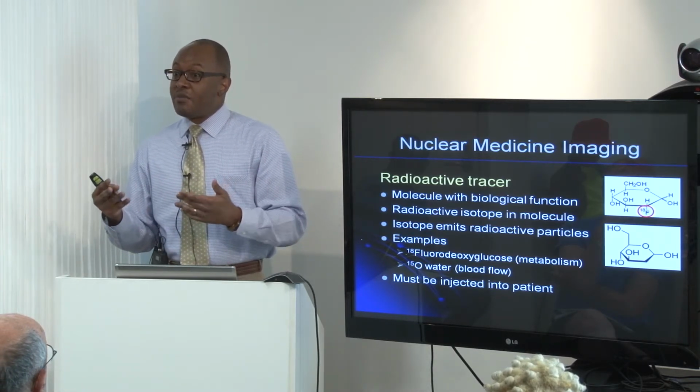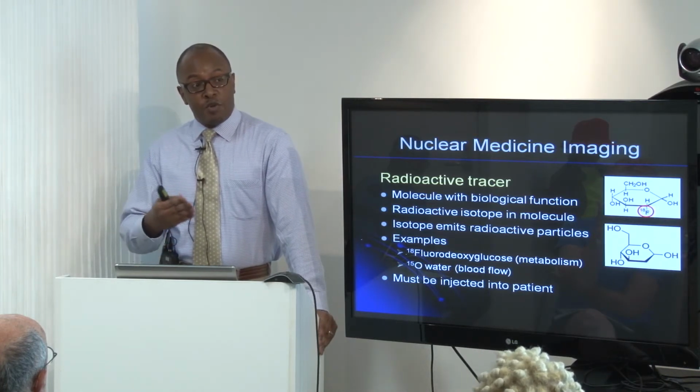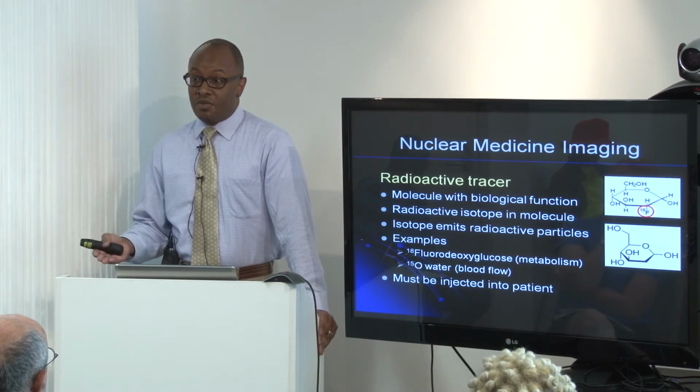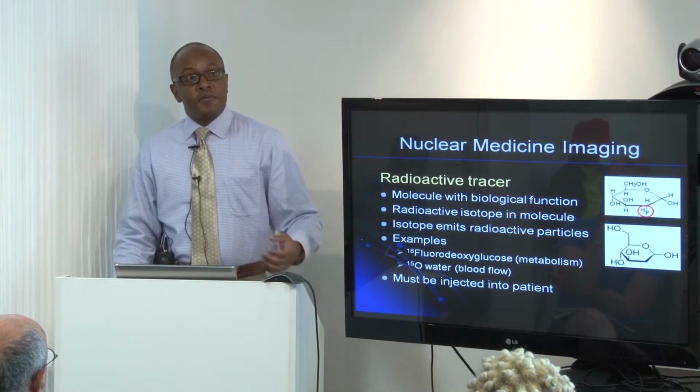Well, it gives you information about which cells are trying to take up glucose, which is what they should be doing, and maybe more importantly, gives you information about which cells are not trying to take up glucose like they should be doing. So that's one example of a radioisotope.